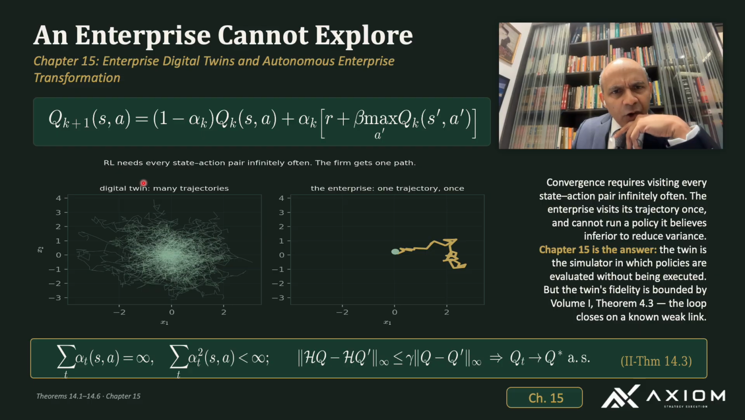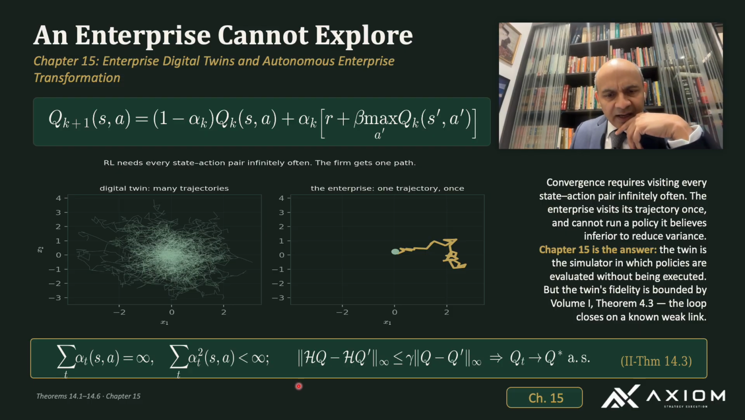So let's look at the Robbins-Monro learning rate conditions. The sum of alpha sub t of S, A equals infinity, and the sum of alpha sub t squared of S, A is finite. These conditions say the learning rate must decay slowly enough that learning never stops completely, but fast enough that accumulated noise remains finite. Q-learning must keep updating forever while gradually reducing the size of each update.